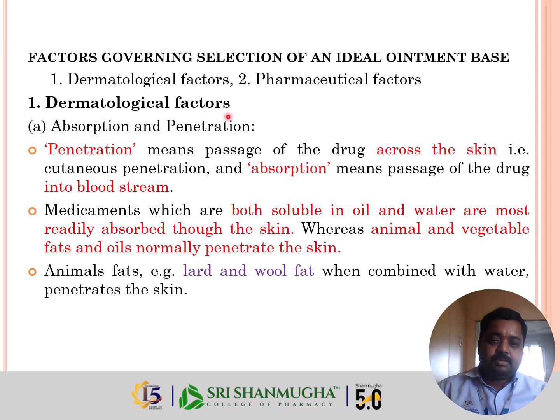So the first factor is the dermatological factor, and the second one is the pharmaceutical factor. In the dermatological factor we have absorption and penetration. Penetration means the passage of drug across the skin, that is, how it crosses the cutaneous barrier, and absorption means passage of drug into the bloodstream. Medicaments which are soluble in both oil and water are most readily absorbed through the skin, whereas animal and vegetable fats and oils normally penetrate the skin. Animal fats, for example lard and wool fat, when combined with water penetrate the skin.